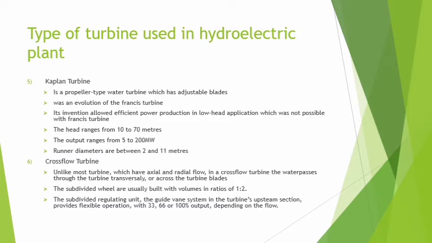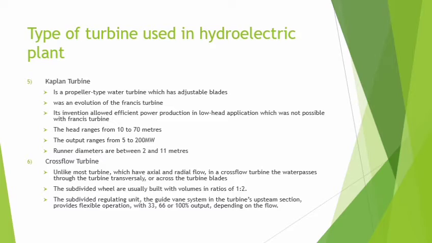Number 5. Kaplan turbine. The Kaplan turbine is a popular type of water turbine which has adjustable blades. It was an evolution of the Francis turbine. Its invention allowed efficient power production in low head applications, which was not possible with the Francis turbine. The head ranges from 10 to 70 meters. The output ranges from 5 to 200 megawatts. Runner diameters are between 2 and 11 meters.